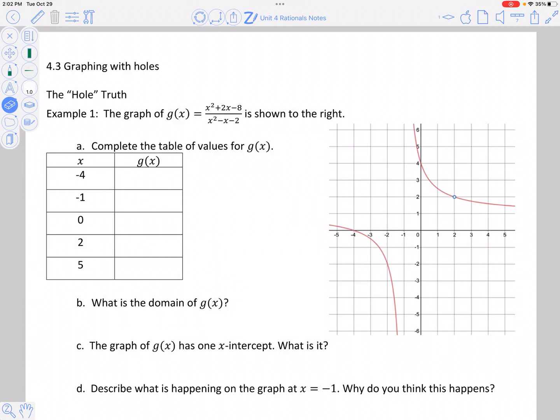This is page 9 in the packet. So if I were you, I'd pause this, do page 9 as best as you can, and then come back here and check. Hopefully it'll make a little bit more sense.